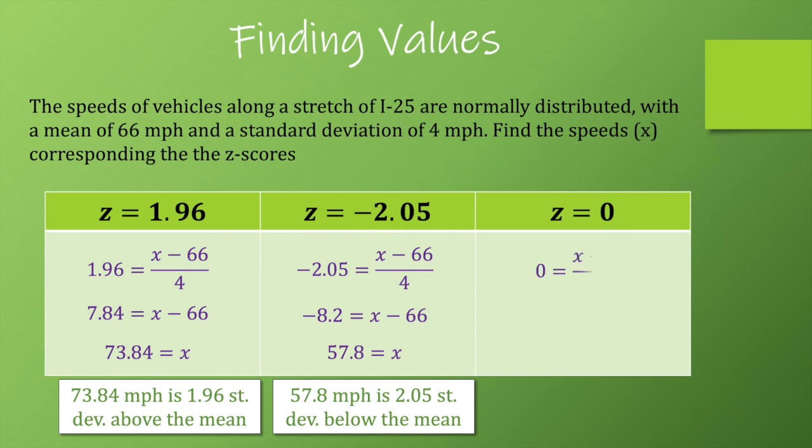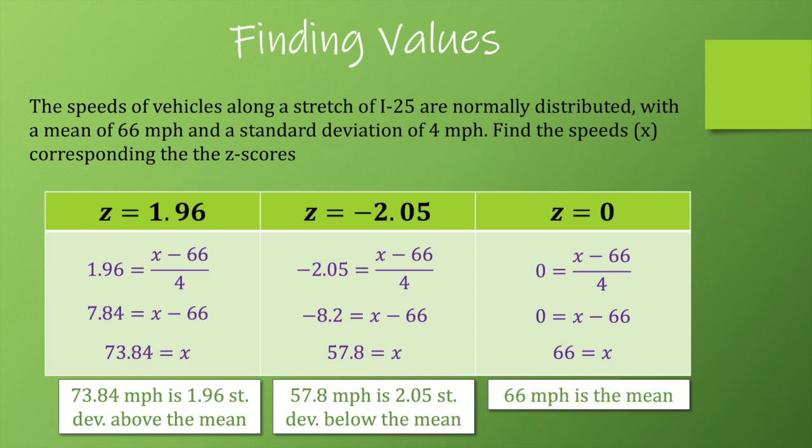What about z equals 0? We can set it up the same way. 0 equals x minus 66 divided by 4. Multiply both sides by 4 and add 66. We get x equals 66, which means that 66 miles per hour is the mean. And anytime you get a z-score of 0, you're talking about the mean.